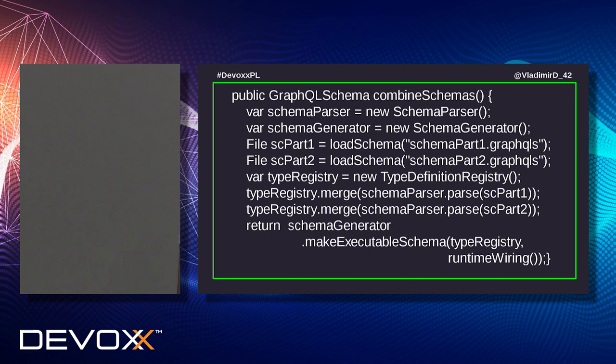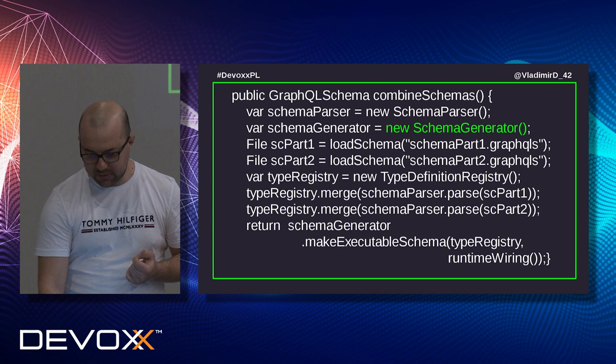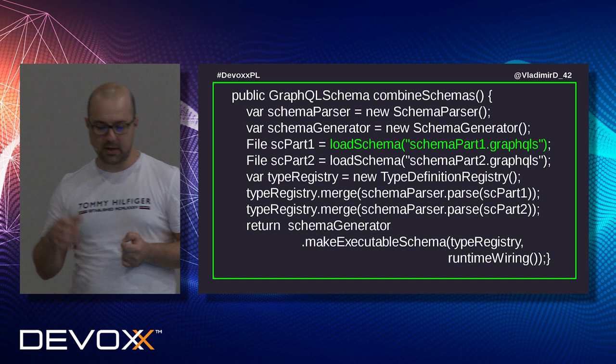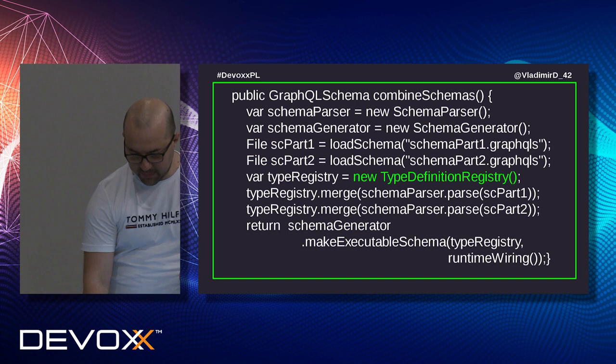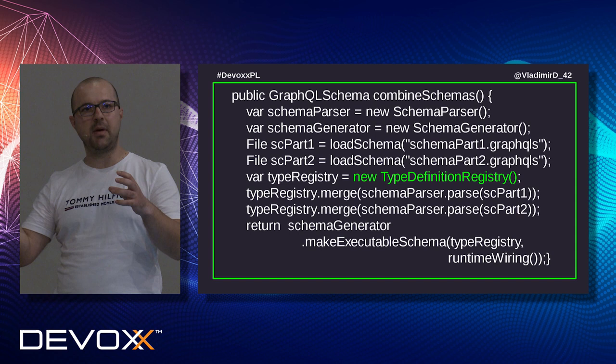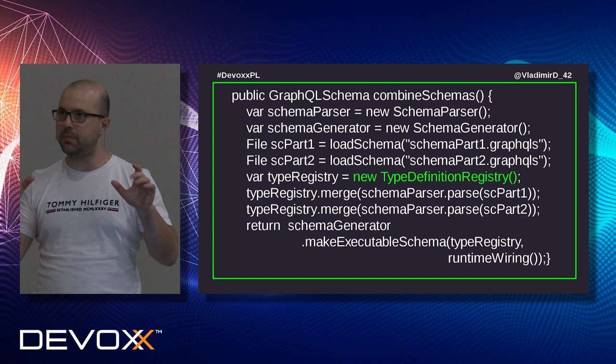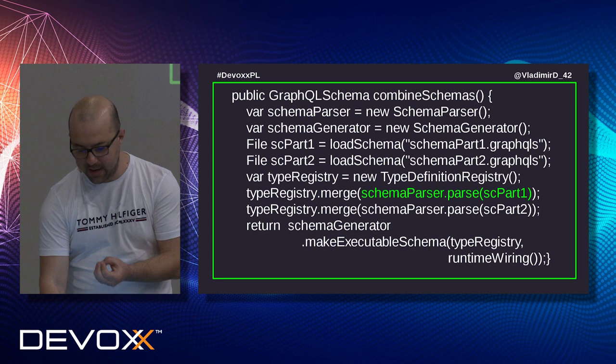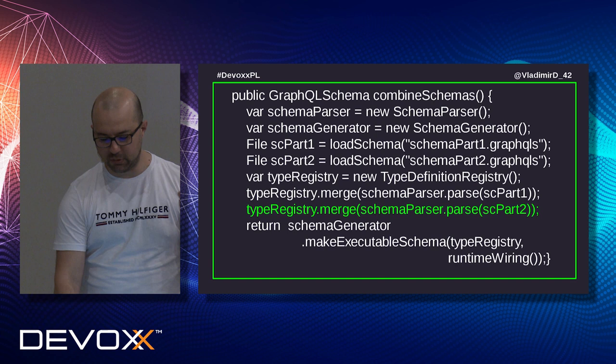So we say, okay, new schema parser, right? And then a schema generator, just put it there for now. We load the first part from a file, then load the second schema from another file. Then we create a type definition registry. Last time, when I showed you the code with GraphQL Java only, we parsed the SDL, the schema, and from it we got the type definition registry. But here we create a new, empty type definition registry, then parse the schema and merge what we parse into this type registry. And we do the same thing for the second file.